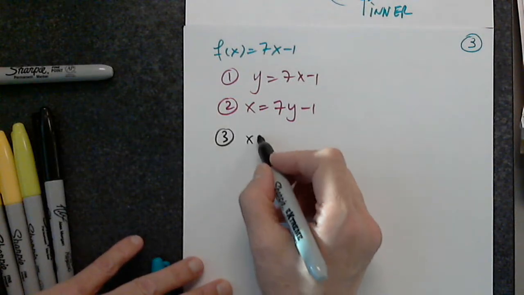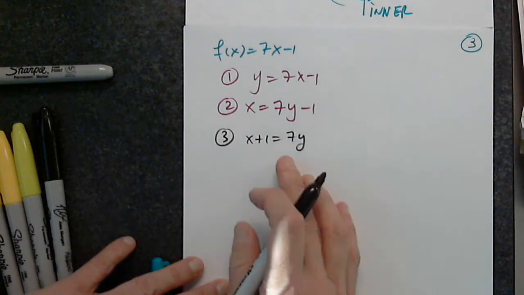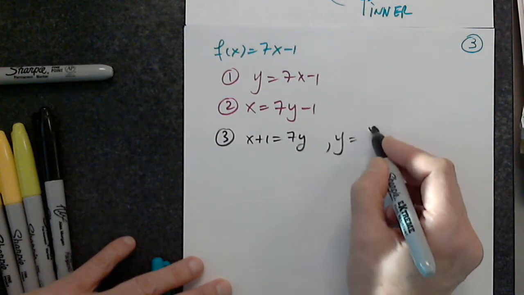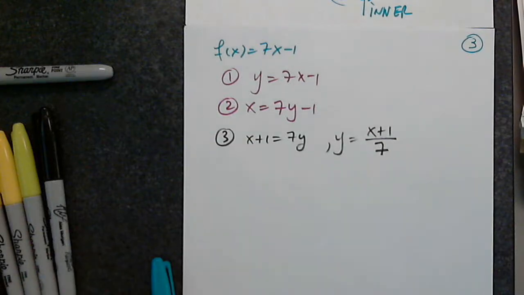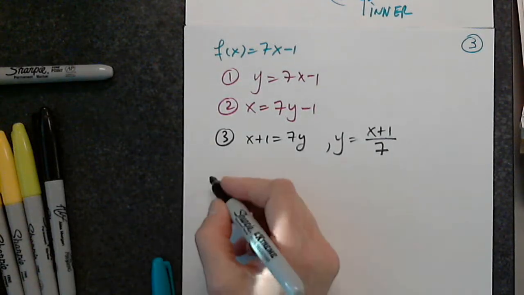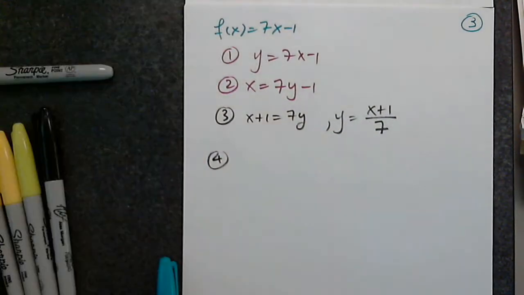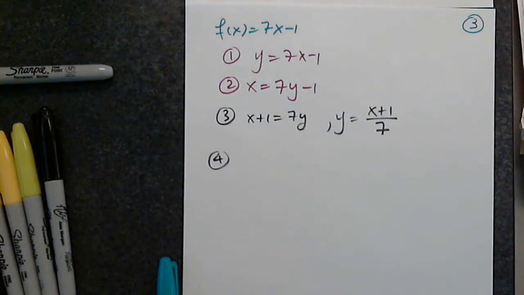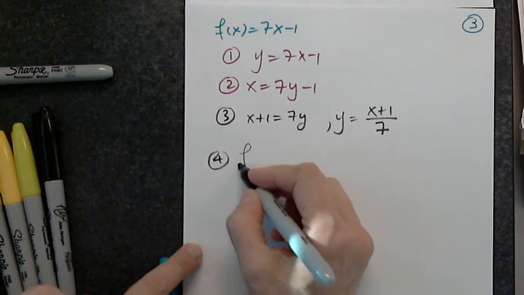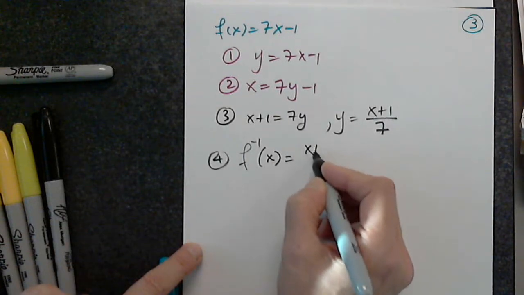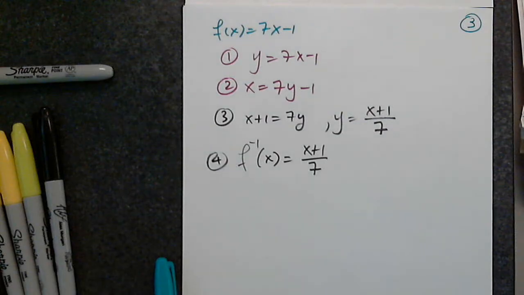So I'm moving 1 to the other side, and I'm dividing by 7. And number 4, last step, I replace the notation y by what I'm looking for. What am I looking for? F inverse. So it's done. I determined f inverse for this particular function.